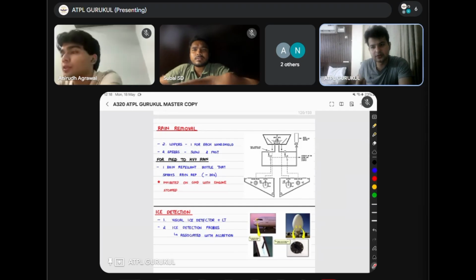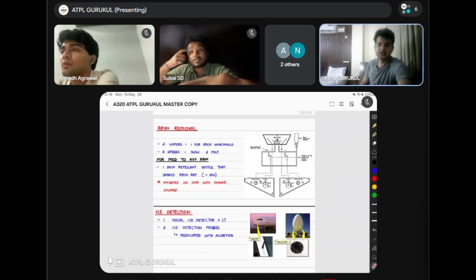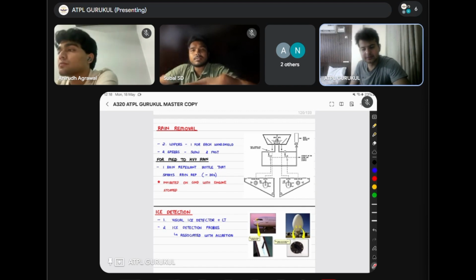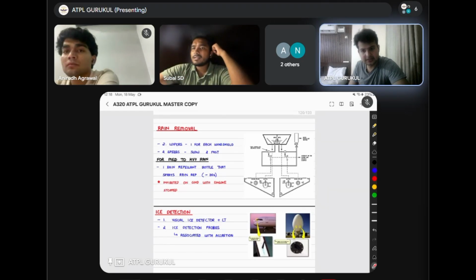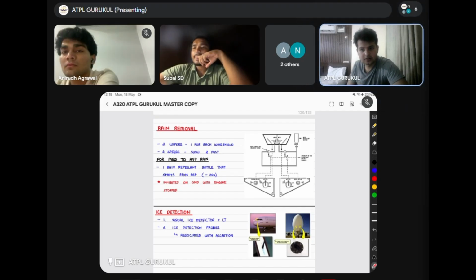There are two things for your rain removal. Okay. Firstly, you have the wipers. What is the maximum speed to operate the wipers? It's 250 knots? Please go and check it. Please read your limitations. It's not 250 knots.